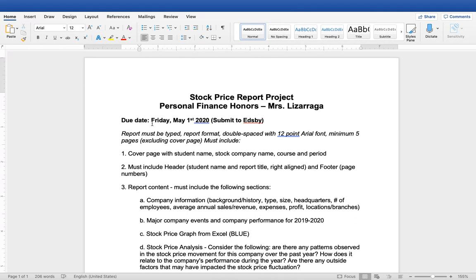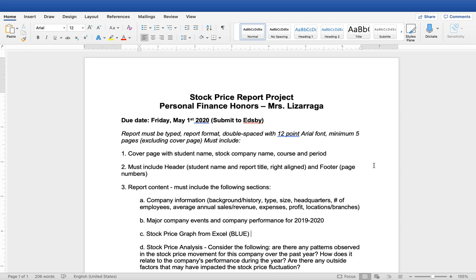So a few things to keep in mind. You will have 2 weeks to put this report together. So the due date is Friday, May 1st. You will submit it to Adsby using the appropriate submit button for your stock report project. And you're going to do your project on Microsoft Word. I highly recommend you to select a report template. There are several templates on Word that are very professional. You guys are very familiar with it. You have used them in the past, multiple occasions for several classes. Pick a template that you like and stick to that formatting.